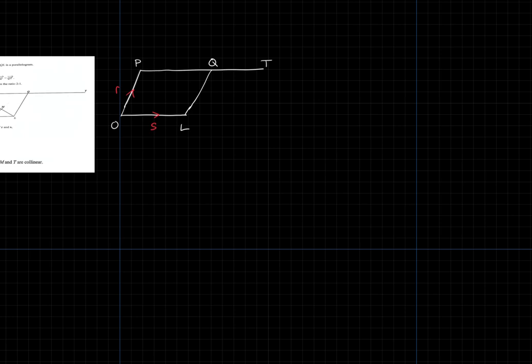Well, a parallelogram is a special type of quadrilateral where the opposite sides are equal in length. That's what those symbols mean. So these two sides have equal length. These two sides have equal length. And the opposite sides are also parallel to each other. So this means that the opposite sides can also be represented by the same vector.